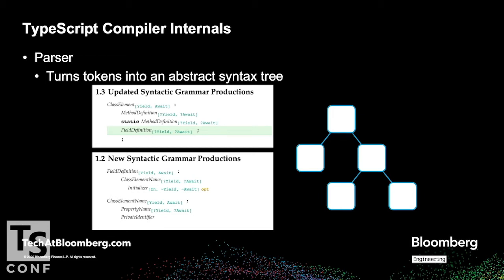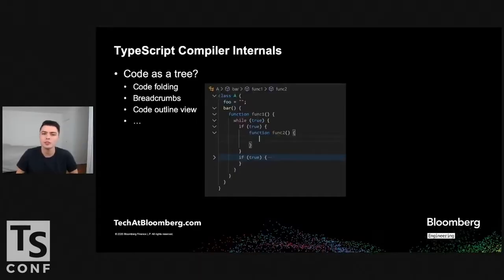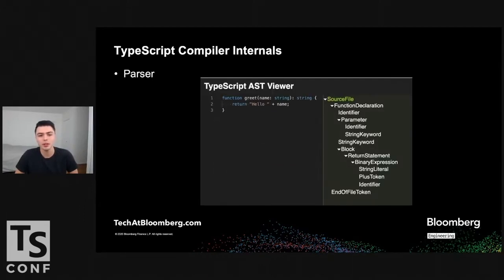And when we look at the definition of the field definition syntactic grammar, it tells us that a field definition consists of a name and an optional initializer, and that name can be a private identifier. You may be thinking, what does this abstract syntax tree mean? Well, if you've used code features like code folding or the breadcrumbs, we've already sort of thought about code as being in the form of a tree. TypeScript also thinks about code this way. When it's processing your code, it produces a tree, like the one shown on this slide.